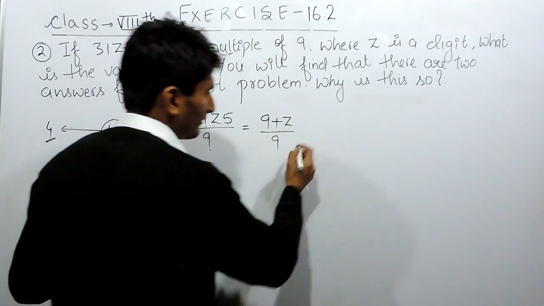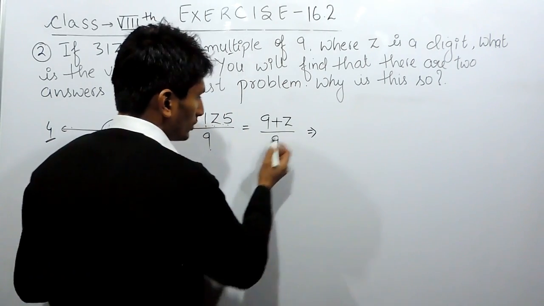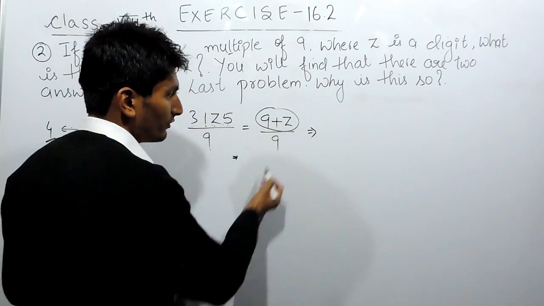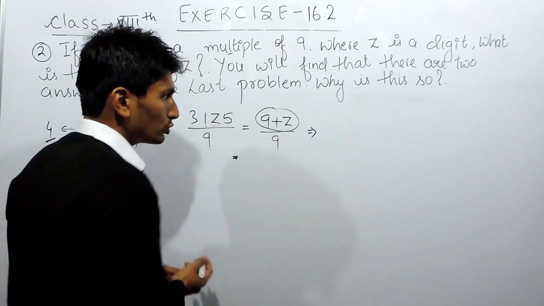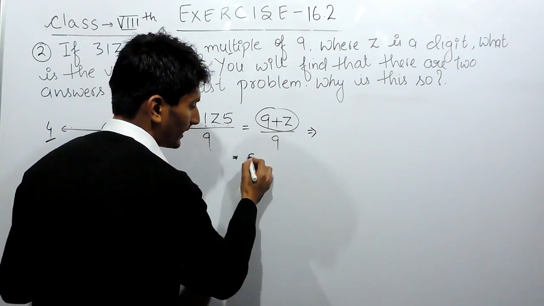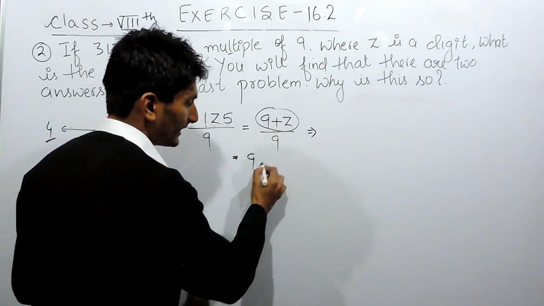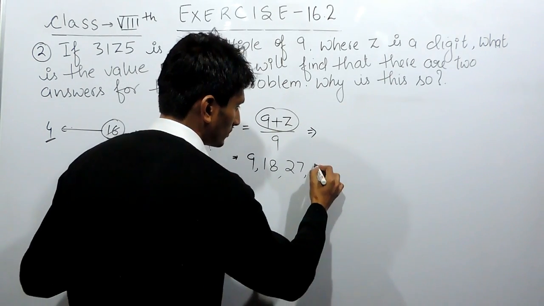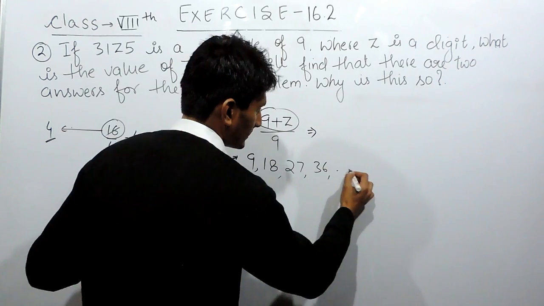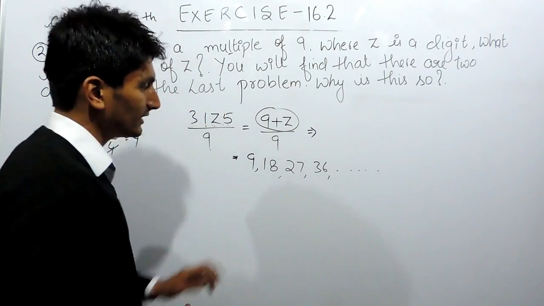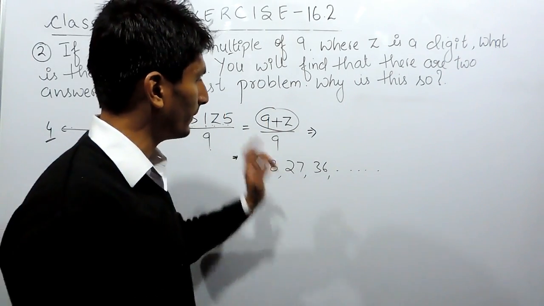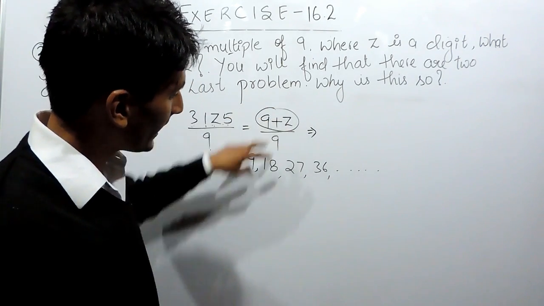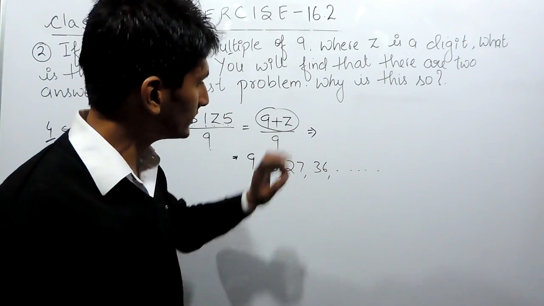Now what I have to find is when this sum is divisible by 9. The first number which can be divisible by 9 is 9. The second is 18, then 27, 36 and so on. These are the numbers which are divisible by 9. So I have to make this sum 9, 18, 27 or 36.